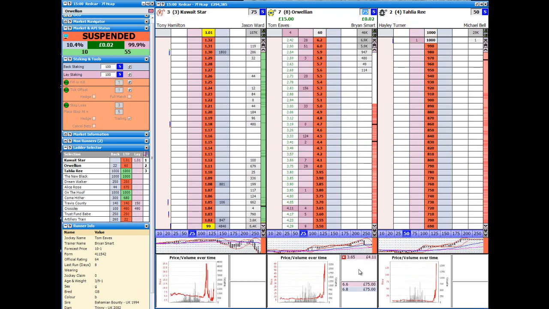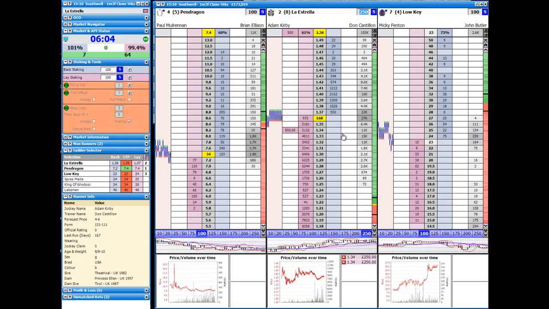Not 3 minutes before the off. Not a lot of activity going on there on that particular horse. So I just left that £15. I didn't bother to hedge. Came nowhere. On to the next race now.